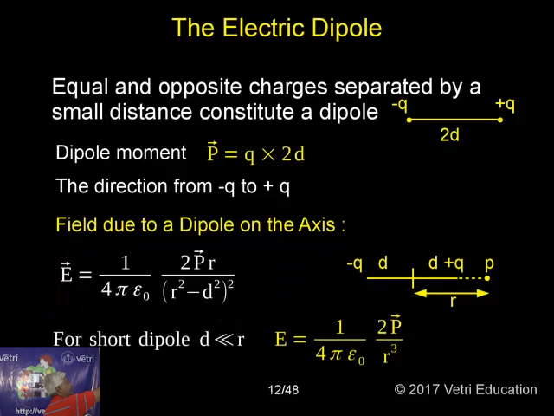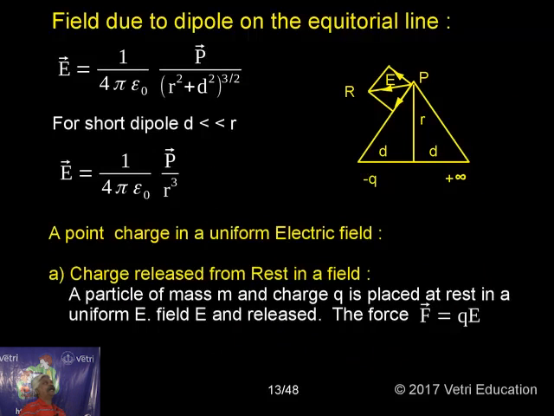Similarly, what is the electric field due to a point on the equatorial line? What is an equatorial line? Here also I take a minus q charge here, plus q charge. So our bisector, we have to bisect the line into two equal parts. That is called the bisector. So the total length of this dipole, we know, is 2d. This is the center, this is d, this is d.